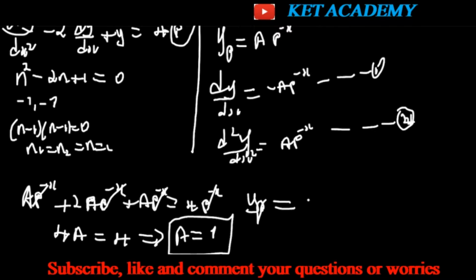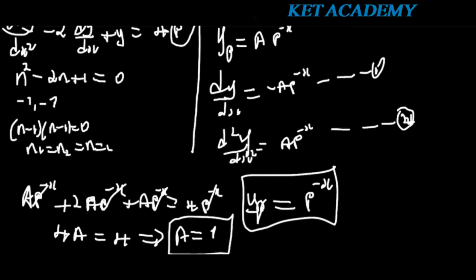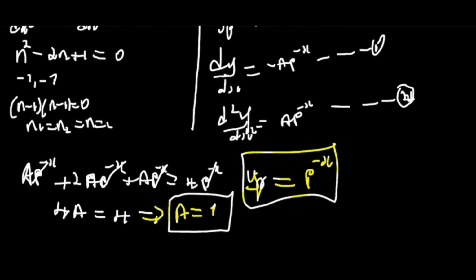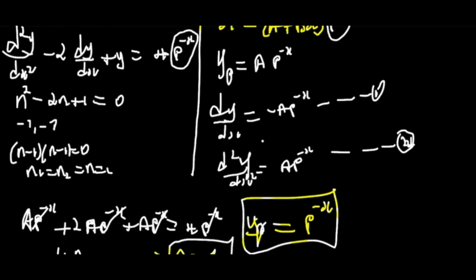to e to the minus x. So that's our particular solution, and this is our value of a. So to get our general solution, we really got our complementary solution above, right?